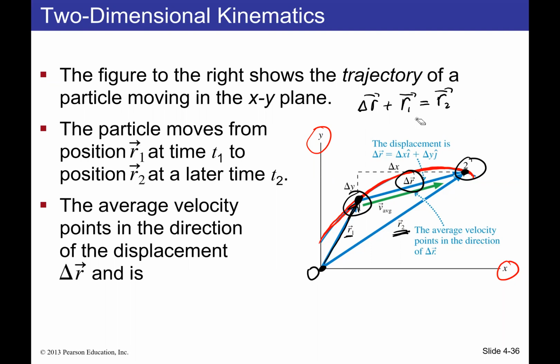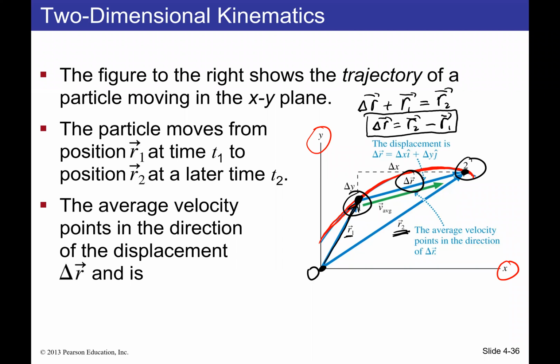But generally, we can rewrite this as delta R equals R2 minus R1 by moving the R1 to the other side. Which means, as we work with those three vectors, delta R, R2, and R1, we can see that changing R is equivalent to the difference between vector R2 and vector R1. So vector R2 minus vector R1.